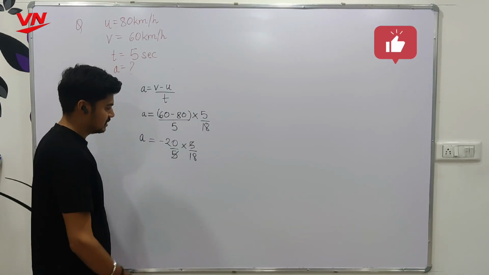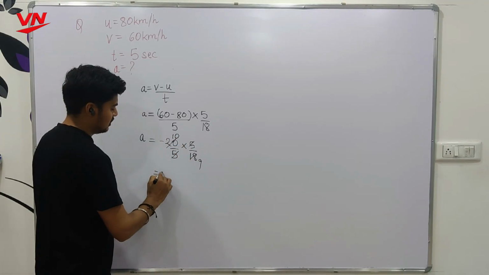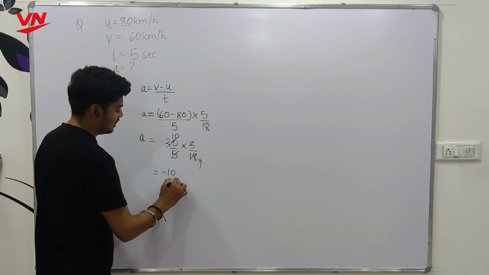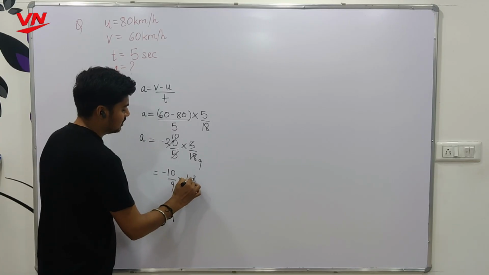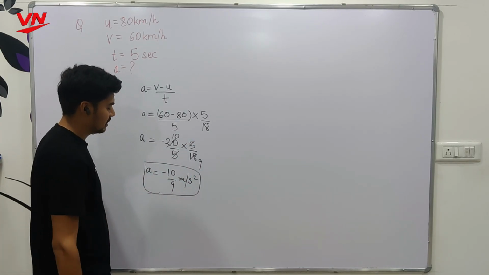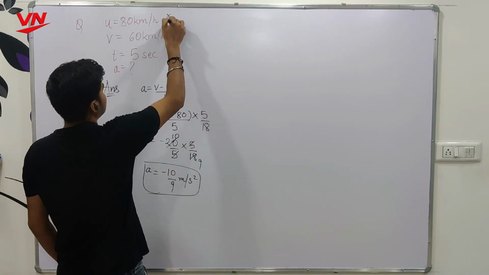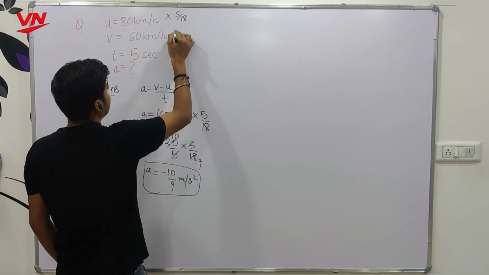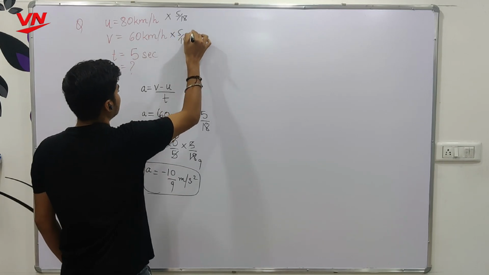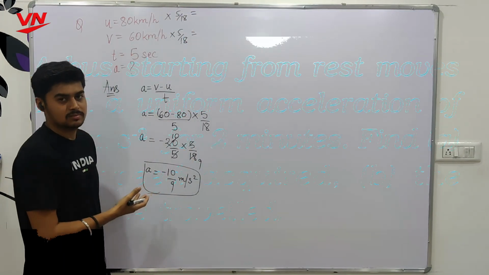5 and 5 cancel. 2 tens are 20, 2 nines are 18. I will get the answer minus 10 by 9. Answer will be in meter per second square. Acceleration is minus 10 by 9 meter per second square. Also you can convert this by multiplying it with 5 by 18 and you will get the answer, but this will be the shorter version.